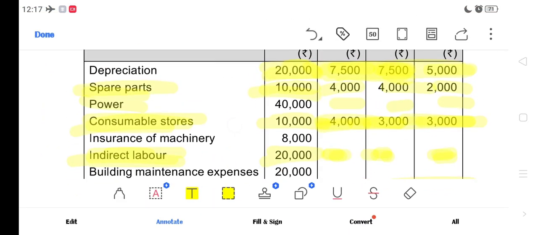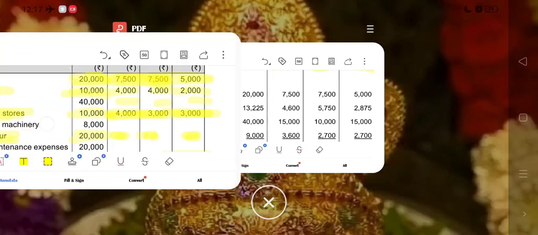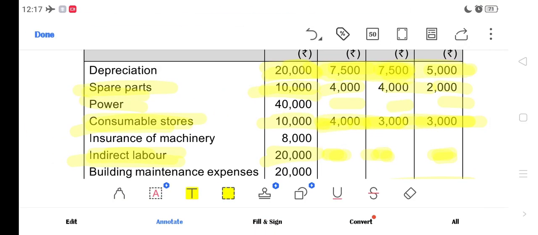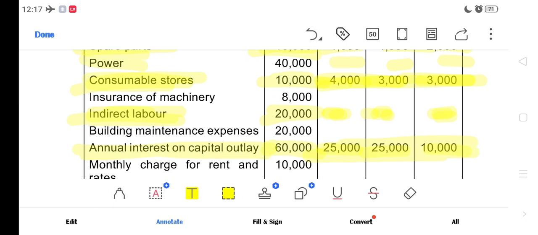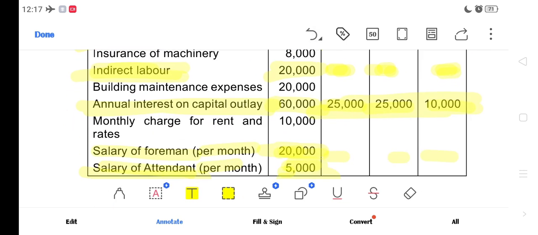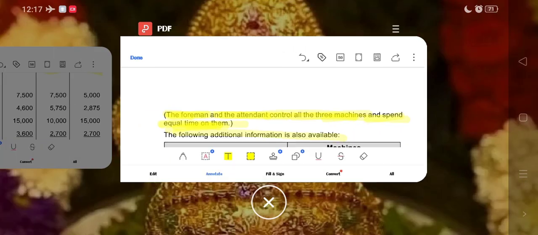Depreciation, spare parts, power, consumables, insurance, done, no? Indirect labor also done, and building maintenance expenses also done. Annual interest on capital outlay, this is excluded, no? So again rent and salary is also over. So whatever is left, you are going to just put it here.